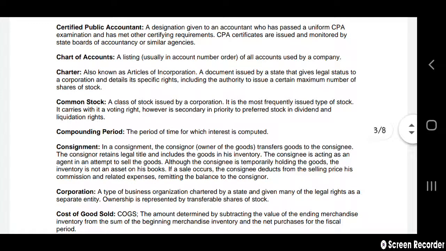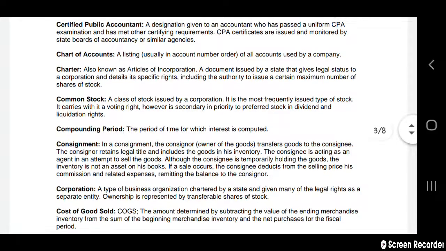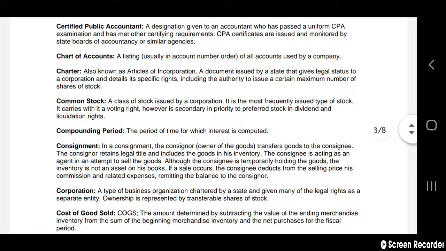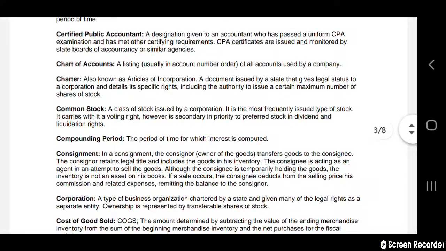Certified public accountant. A designation that is given to an accountant who has passed the uniform CPA examination and has met other certification requirements. The CPA certificate is issued to that accountant and monitored by the State Board of Accountancy or other agencies.